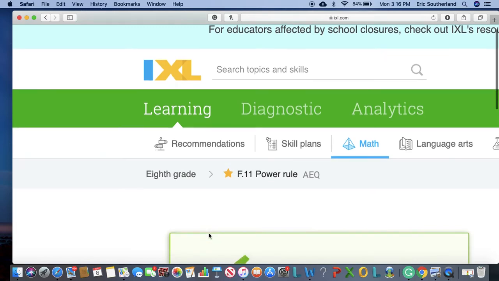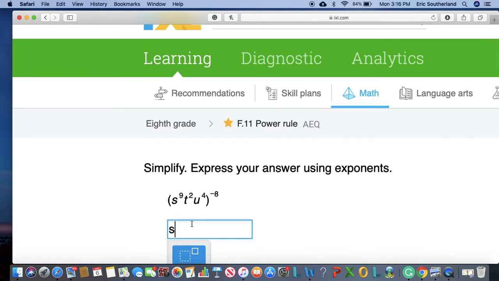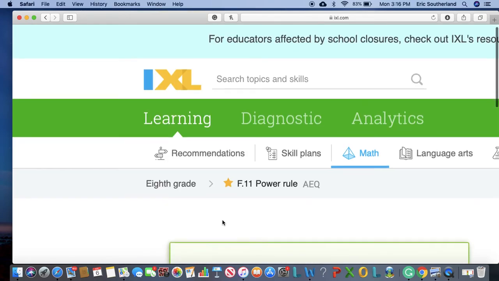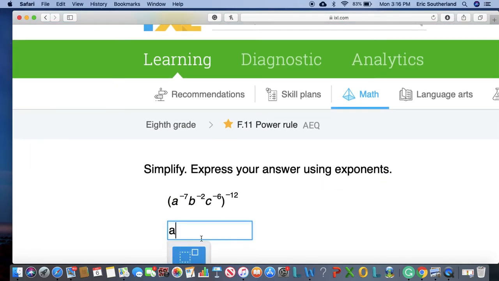Again, you're more than welcome to use Desmos. S is the base. 9 times negative 8 is negative 72. T is the base. 2 times negative 8 is negative 16. U is the base. 4 times negative 8 is negative 32. A is the base. Negative 7 times negative 12 is positive 84. B is the base. Negative 2 times negative 12 is positive 24. C is the base. Negative 6 times negative 12 is positive 72.